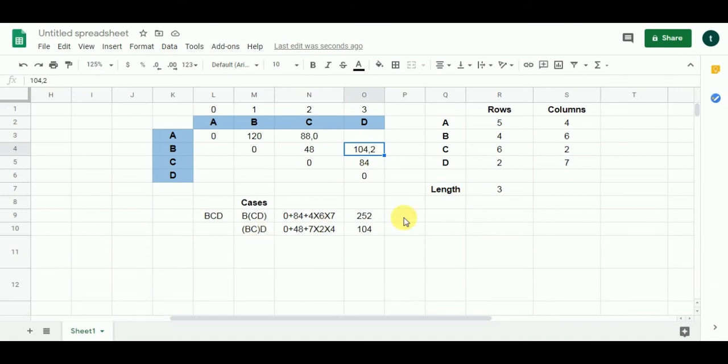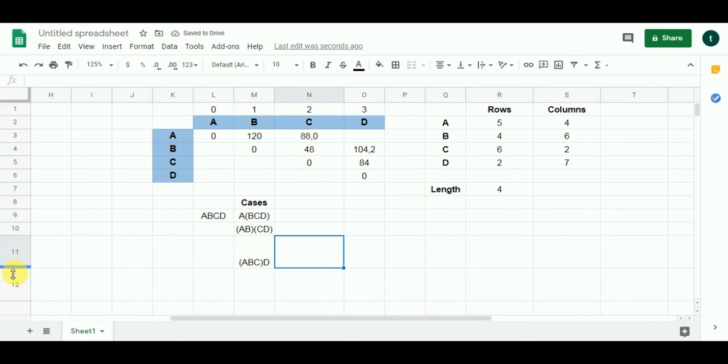Alright. Now the length of the subproblems increases to 4. Now my subproblem becomes ABCD. Okay, and let me write down the cases. So first case is going to be A, B, C, D. Second case is going to be A, B and C, D. And the third case is going to be A, B, C and D. Now let me tell you one thing already, that this BCD and this ABC has already been solved. Hence, no need of putting braces inside.